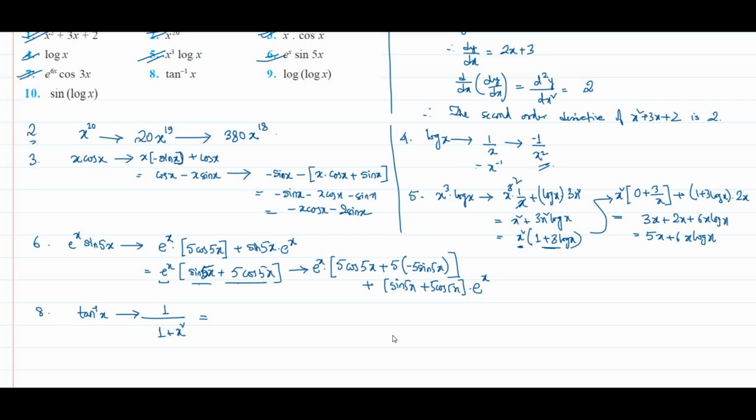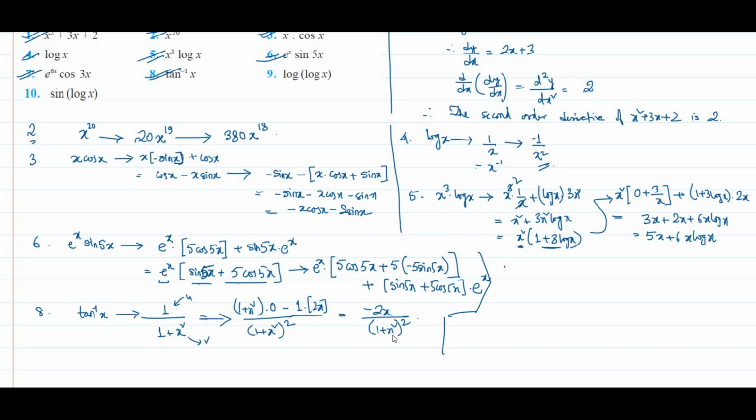The differentiation of 1 by 1 plus x square once again is by the uv rule, where this is u and this is v. So let us differentiate it once again. That will be v square, meaning 1 plus x square whole squared. Now 1 plus x square times the differentiation of 1, that is 0, subtracted by 1 times the differentiation of 1 plus x square, that is 2x. So it turns out to be minus 2x by 1 plus x square whole squared. And this is question number 8.